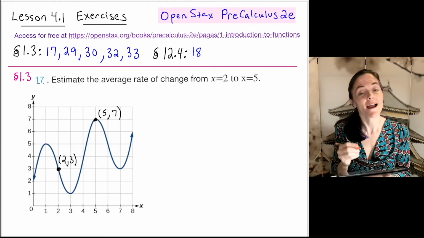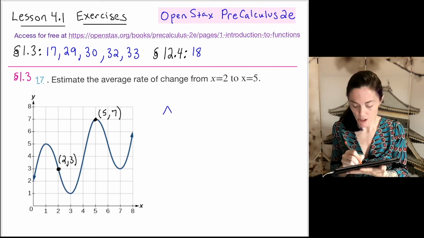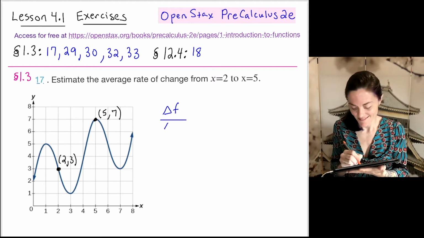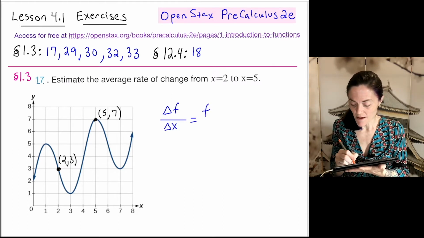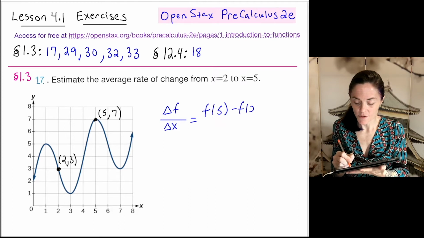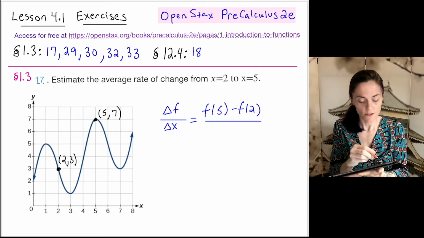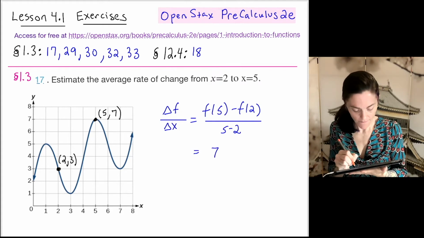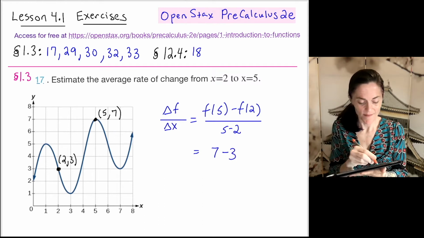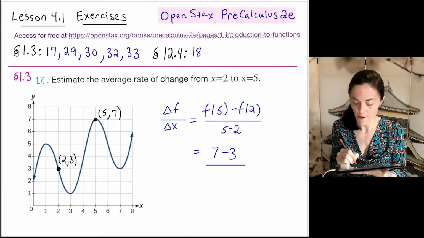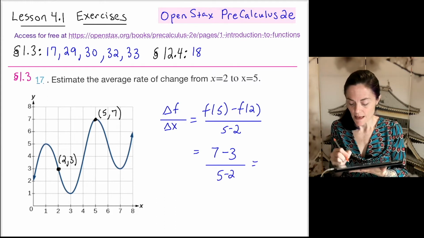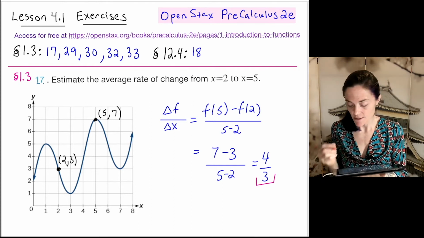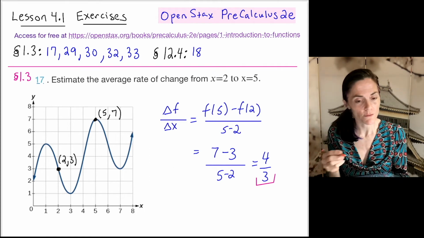So what we want for average rate of change, this would be change in the function divided by change in x. This would be f of 5 minus f of 2 divided by 5 minus 2. But we see, looking at the graph, f of 5 is 7 and f of 2 is 3. We have 7 minus 3 over 5 minus 2. This gives us 4 divided by 3. So the average rate of change here, at least an estimation, is 4 over 3.